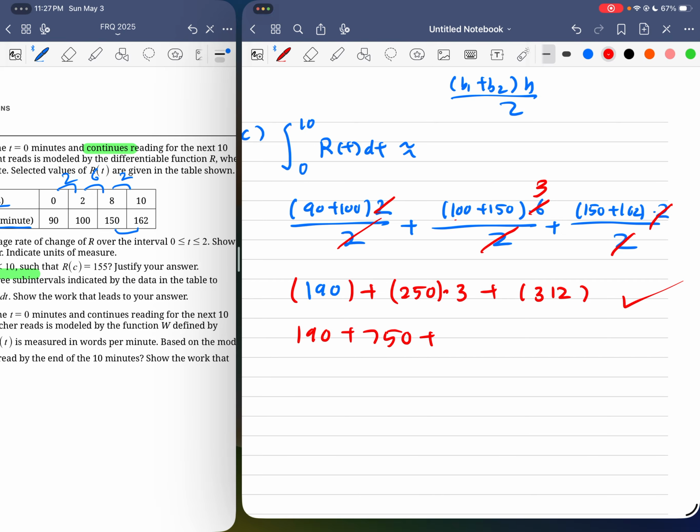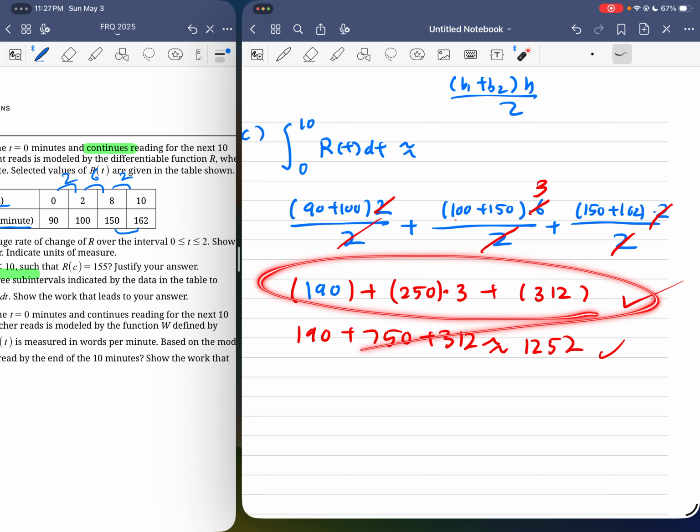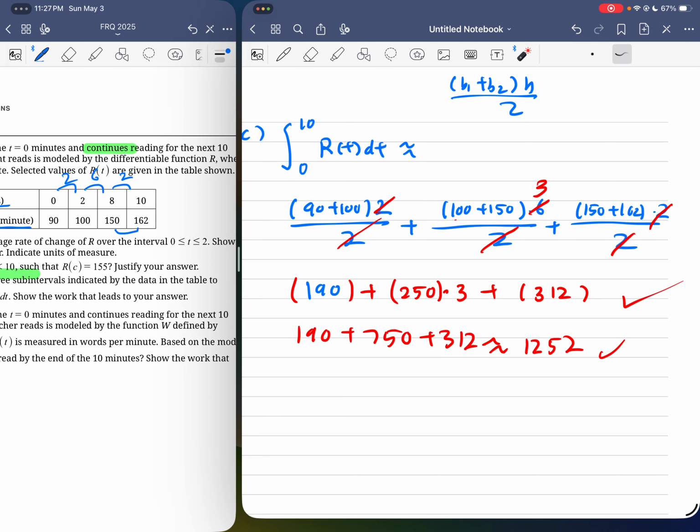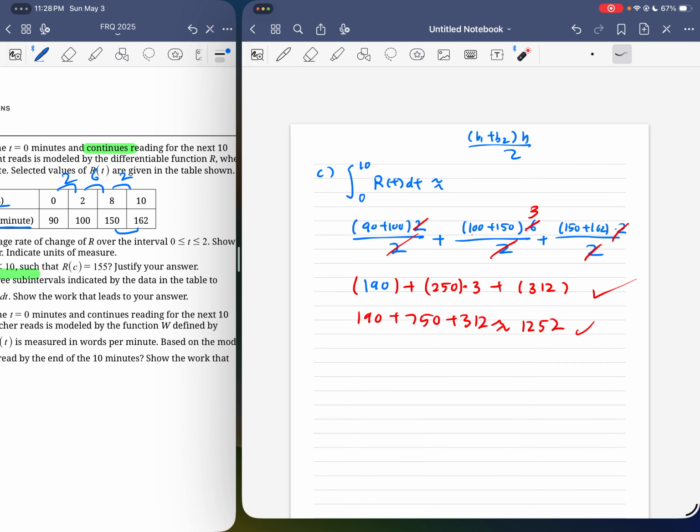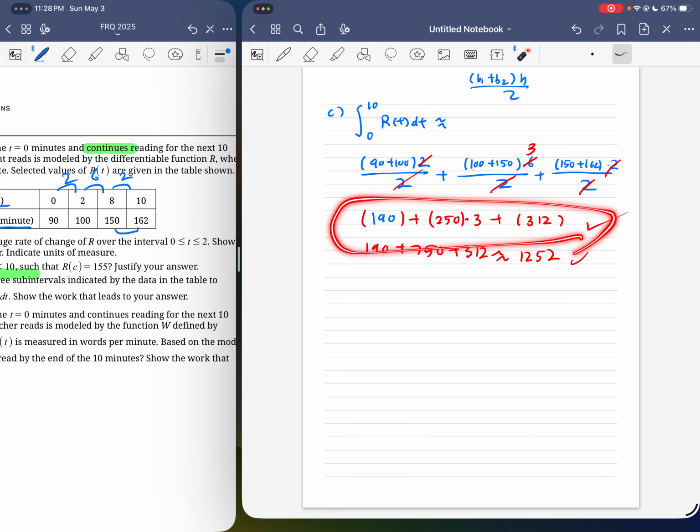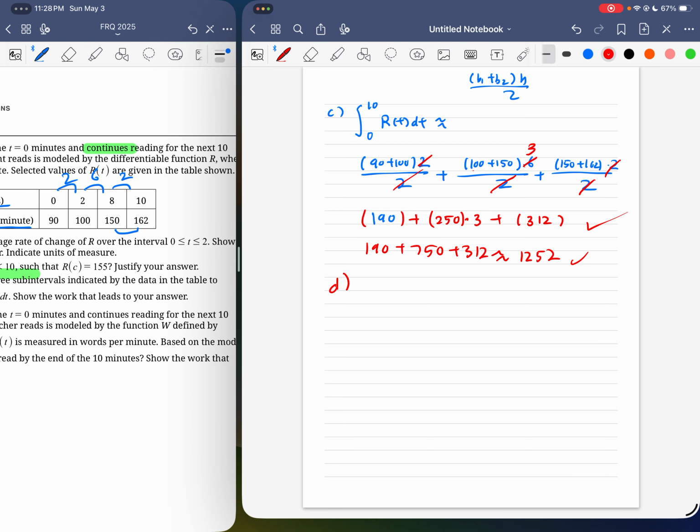750 plus 312. When you combine them all, it's going to be 1,252, something like that, I think. Yes. But if I were you, I would just leave it like this. That's totally fine. The minimum requirement is that you just add this one up. You don't even have to do this portion. You still get full credit. But if I were you, I would do until here. That's it. So let's do the D.